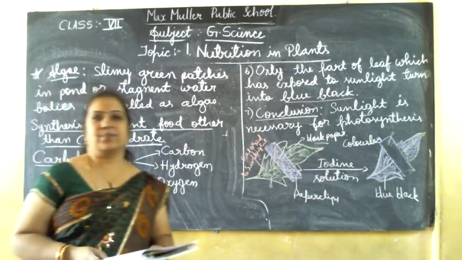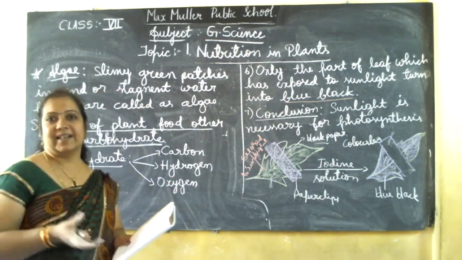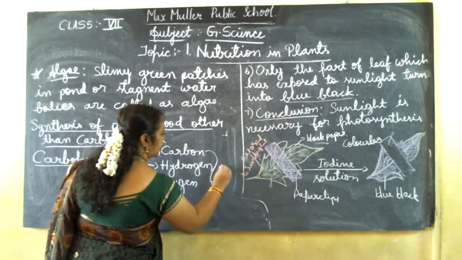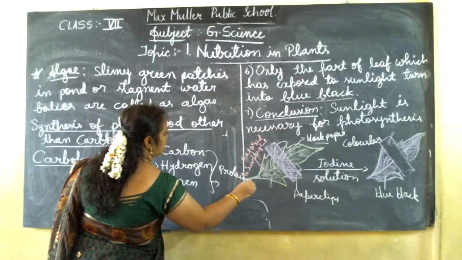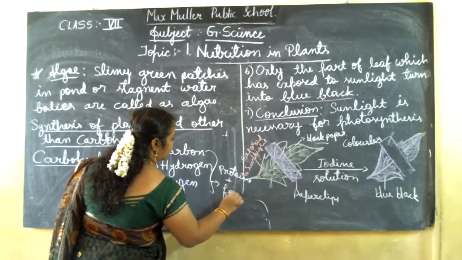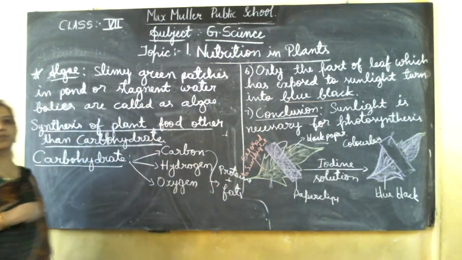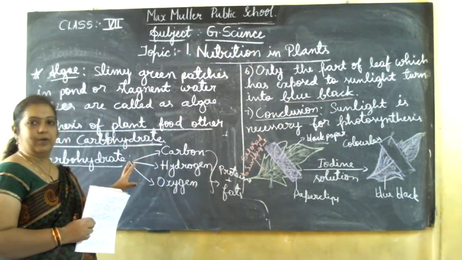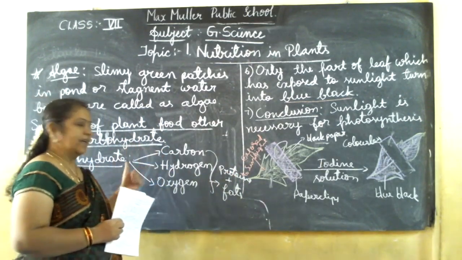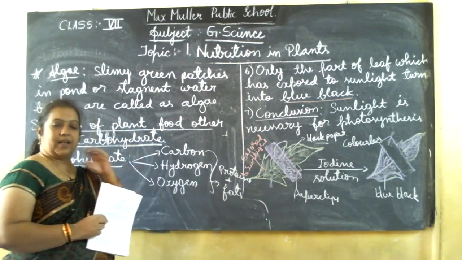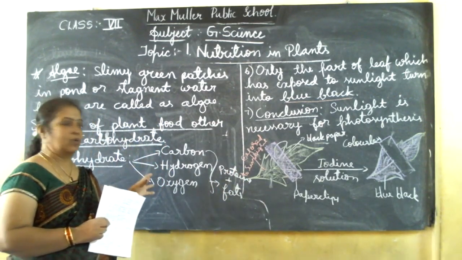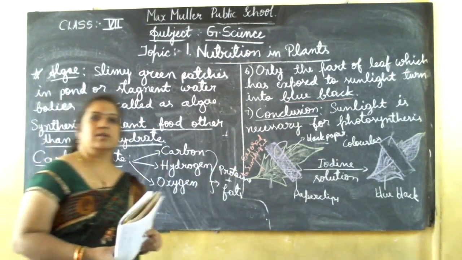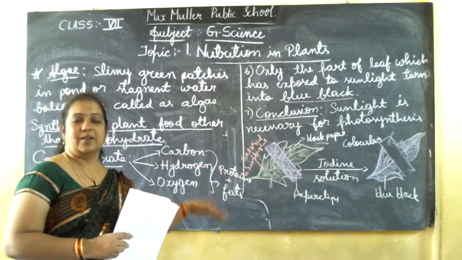By using these, the plant is able to produce other content like proteins and fats. See, two more things are prepared now. By the combination of these three things, carbon, hydrogen and oxygen, combined together, they are able to produce proteins and fats also.